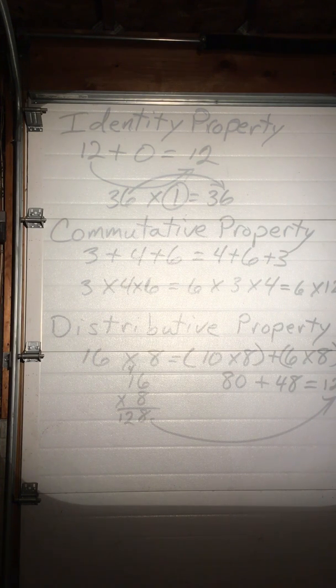So that's a recap of the identity property, commutative property, and distributive property, so that this week's review work will go a little bit smoother.